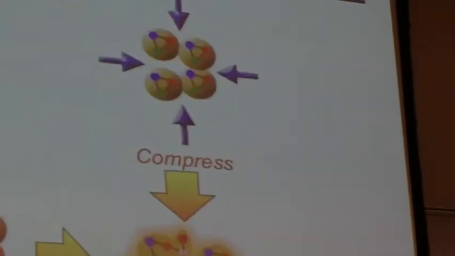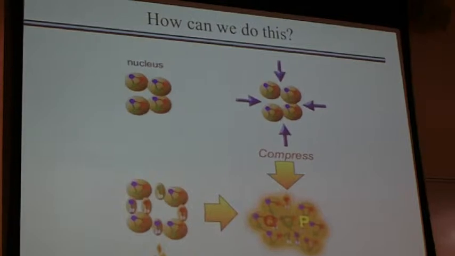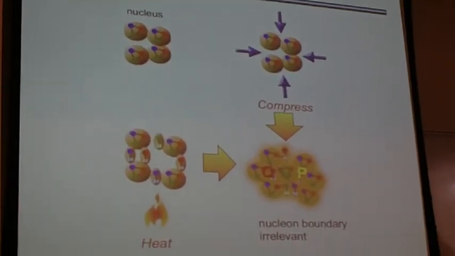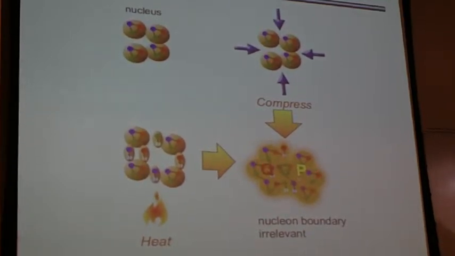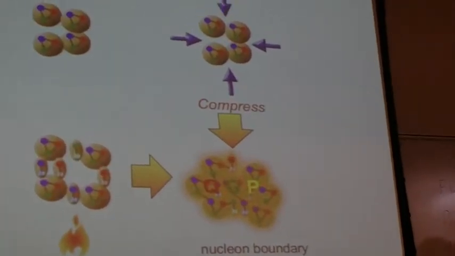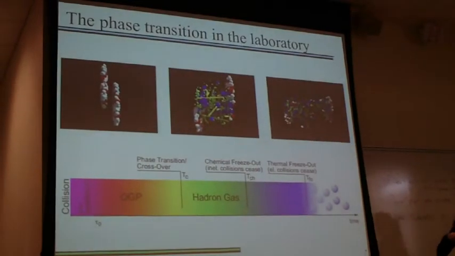And there's a couple different ways we can do this. We could take nuclear matter and we could heat it up until it starts to melt, or we could take nuclear matter and we could compress it until the boundaries become irrelevant. And this is actually what we do in the laboratory. So this is what we do at the Large Hadron Collider.